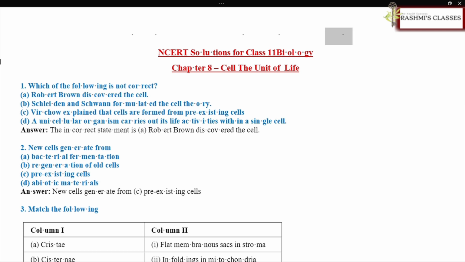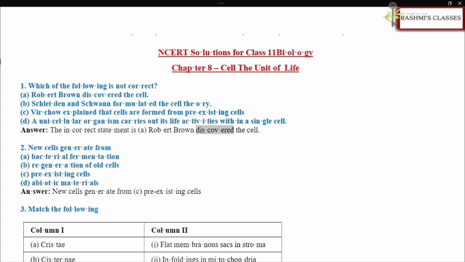Let's get started. NCERT solutions for Class 11 Biology. Chapter 8, Cell the Unit of Life. Which of the following is not correct? A. Robert Brown discovered the cell. B. Schleiden and Schwann formulated the cell theory. C. Virchow explained that cells are formed from pre-existing cells. D. A unicellular organism carries out its life activities within a single cell. Answer: the incorrect statement is A.